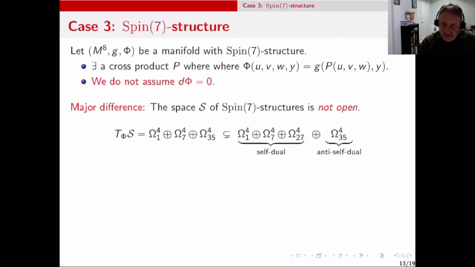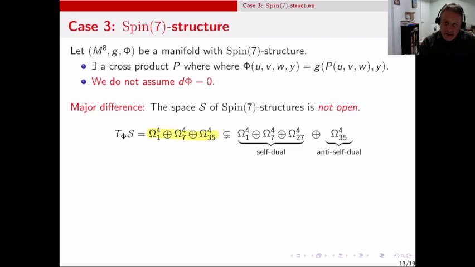Here's the first major difference between the G2 case and the spin 7 case. The space of spin 7 structures is not open in the space of 4 forms. Right? In the G2 case, if you take a non-degenerate 3 form or a non-degenerate 4 form and you just wiggle it a little bit, it's still going to be non-degenerate. That's not true in the spin 7 case unless you move along a particular curved direction. There's a nonlinear embedding of the space of non-degenerate 4 forms, also called sometimes admissible 4 forms, within the space of 4 forms. More specifically, if S is the space of spin 7 structures on a given 8 manifold, and you look at the tangent space to the space of spin 7 structures at a particular spin 7 structure, then this turns out to be the sum of these 3 spaces.